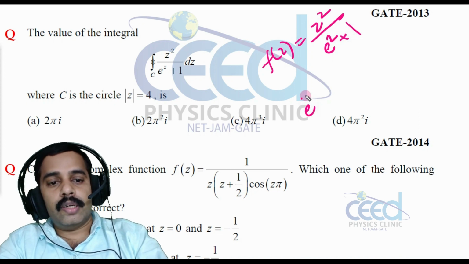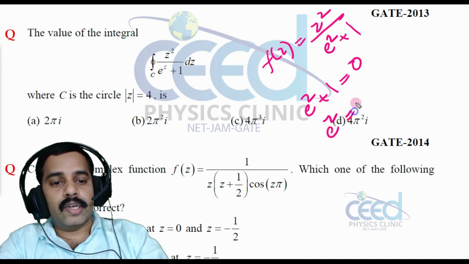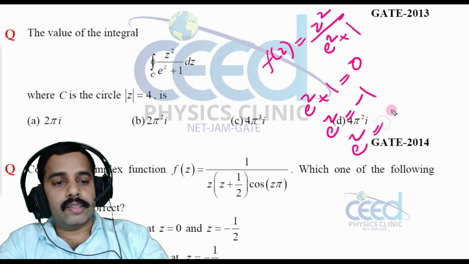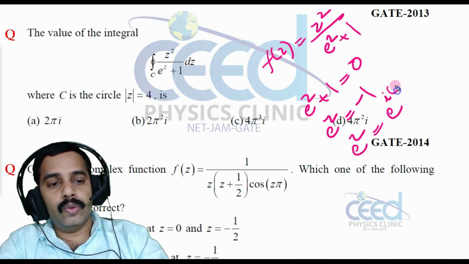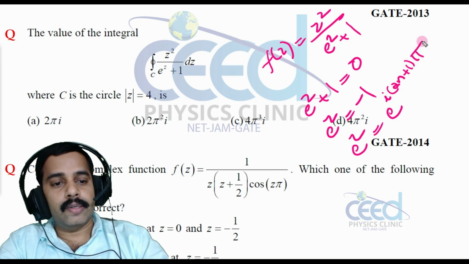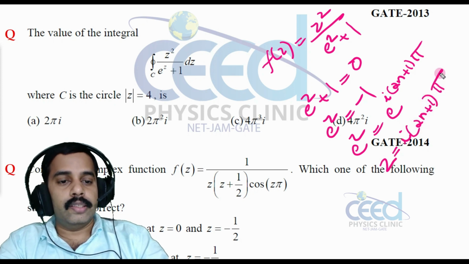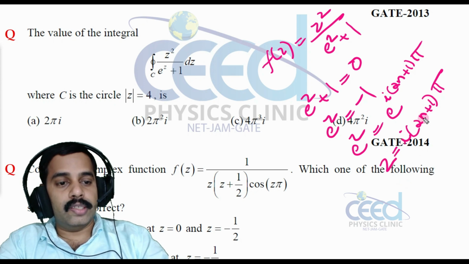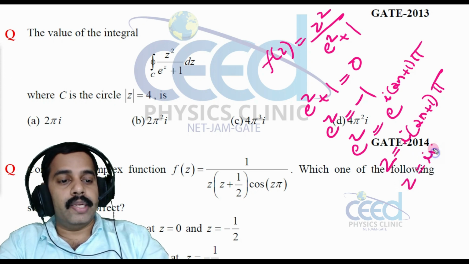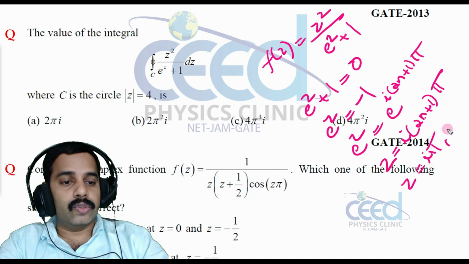Pole means the value of z at which e raised to z plus 1 is equal to 0. So e raised to z is equal to minus 1. Minus 1 I can write as e raised to i into (2n plus 1) into pi. So what is z? z is equal to i into (2n plus 1) into pi. When n is equal to 0, that is the first pole, z is equal to i pi, and z is equal to minus i pi also is a pole.